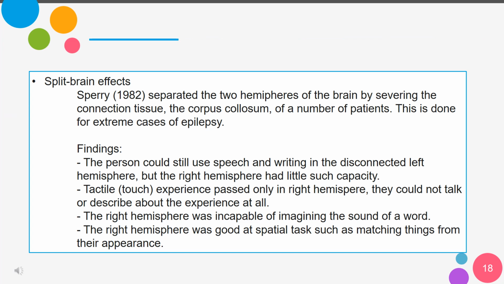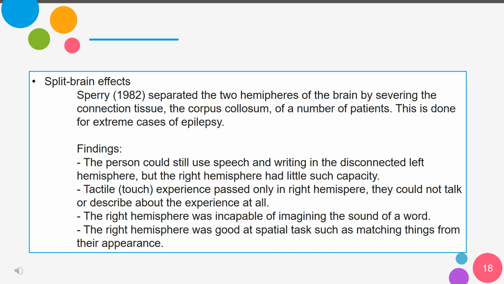The next part is split brain effects. Sperry, 1982, separated the two hemispheres of the brain by severing the connecting tissue, the corpus callosum, in a number of patients. This is done for extreme cases of epilepsy. After surgery, with the corpus callosum no longer intact, information no longer flowed from hemisphere to hemisphere as it does in normal persons. And the findings are, the person could still use speech and writing in the disconnected left hemisphere, but the right hemisphere had little such capacity.